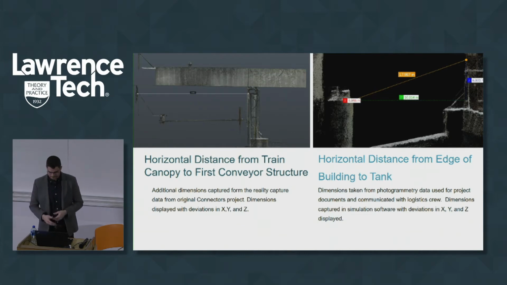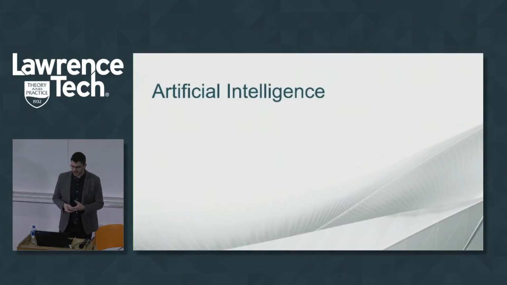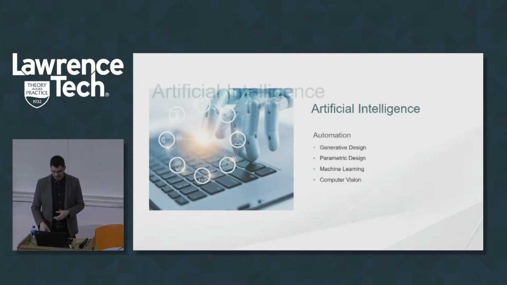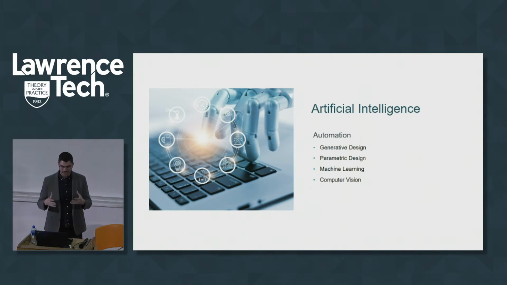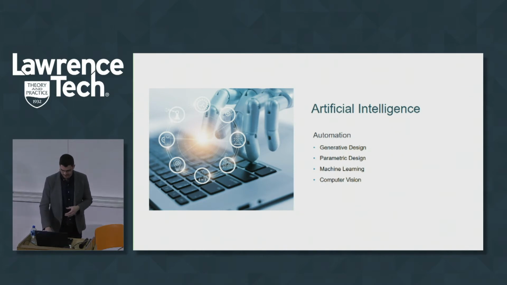So to really take us up a notch is artificial intelligence and how we can understand and glean any kind of insights from all of this data now that we're getting. The big idea behind artificial intelligence is automation and that kind of handing off to a different system that can do the same kind of thing for us, like generative design or parametric design, all the different derivatives of artificial intelligence.